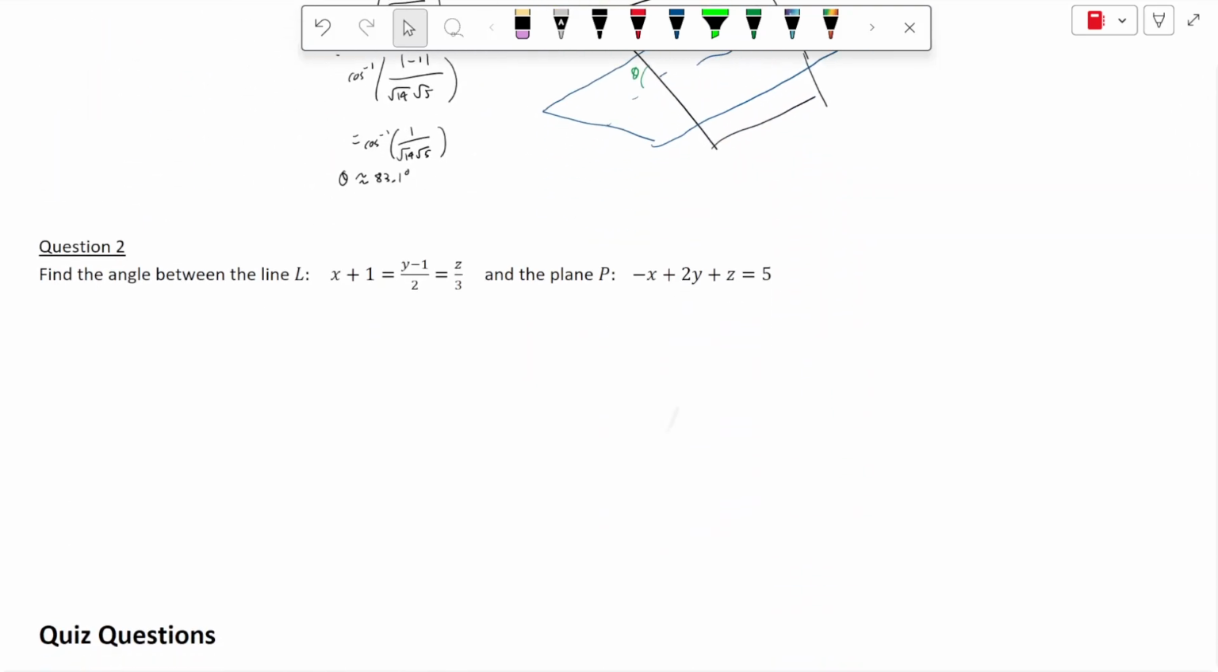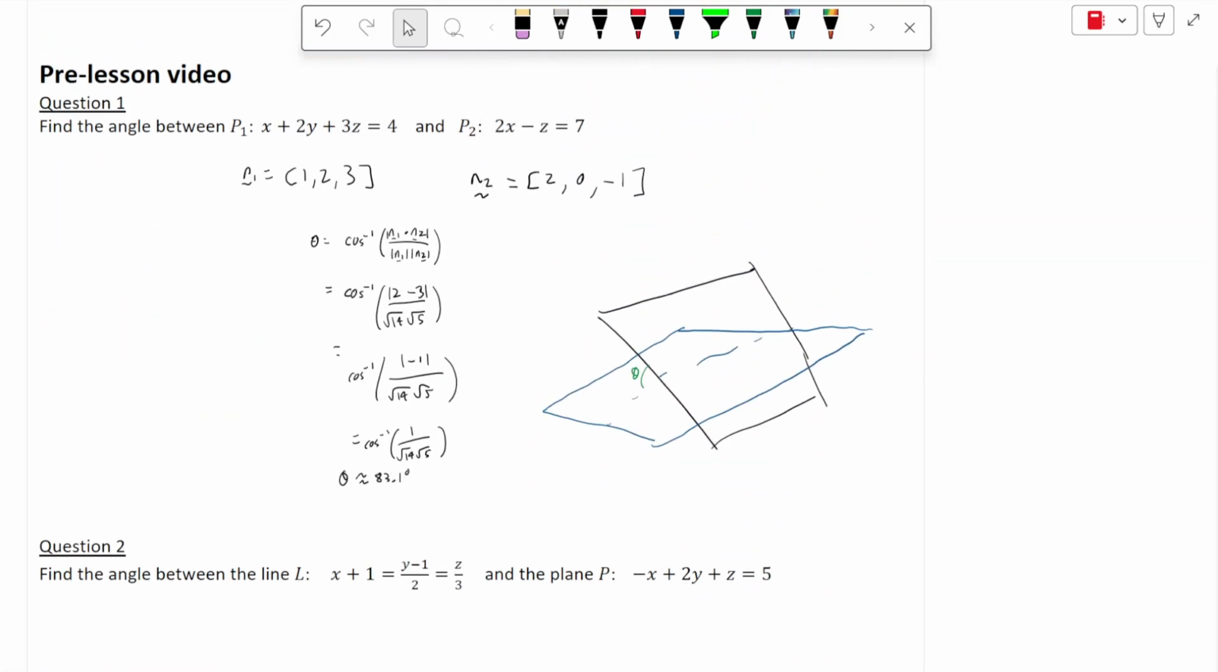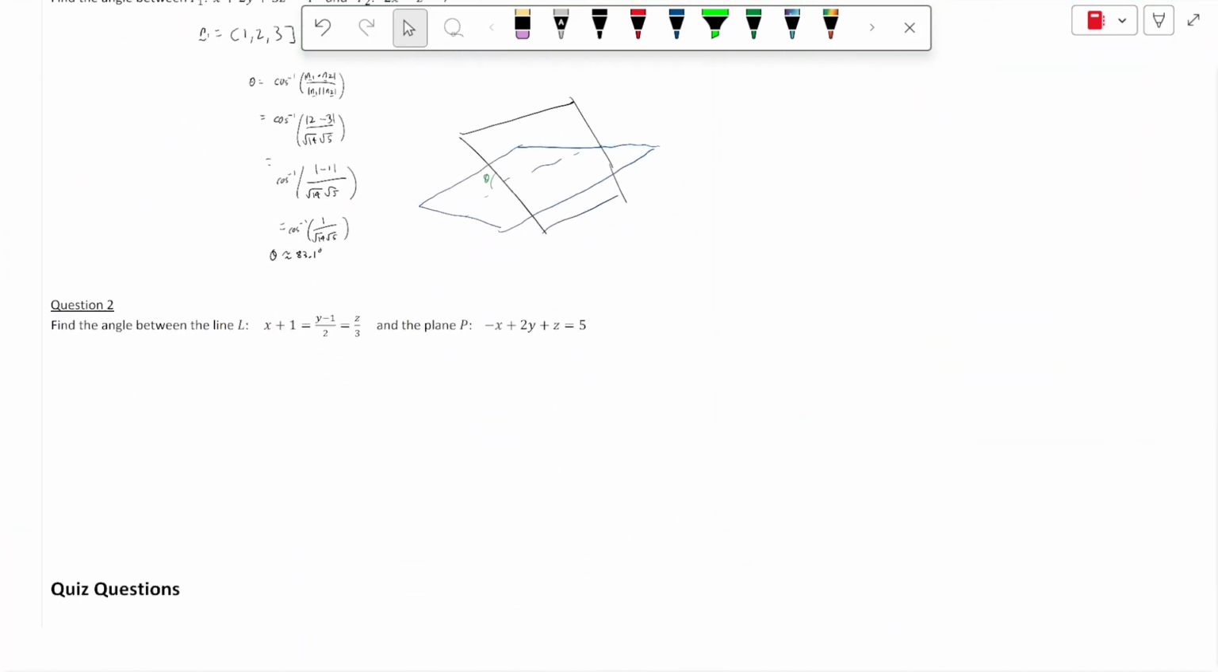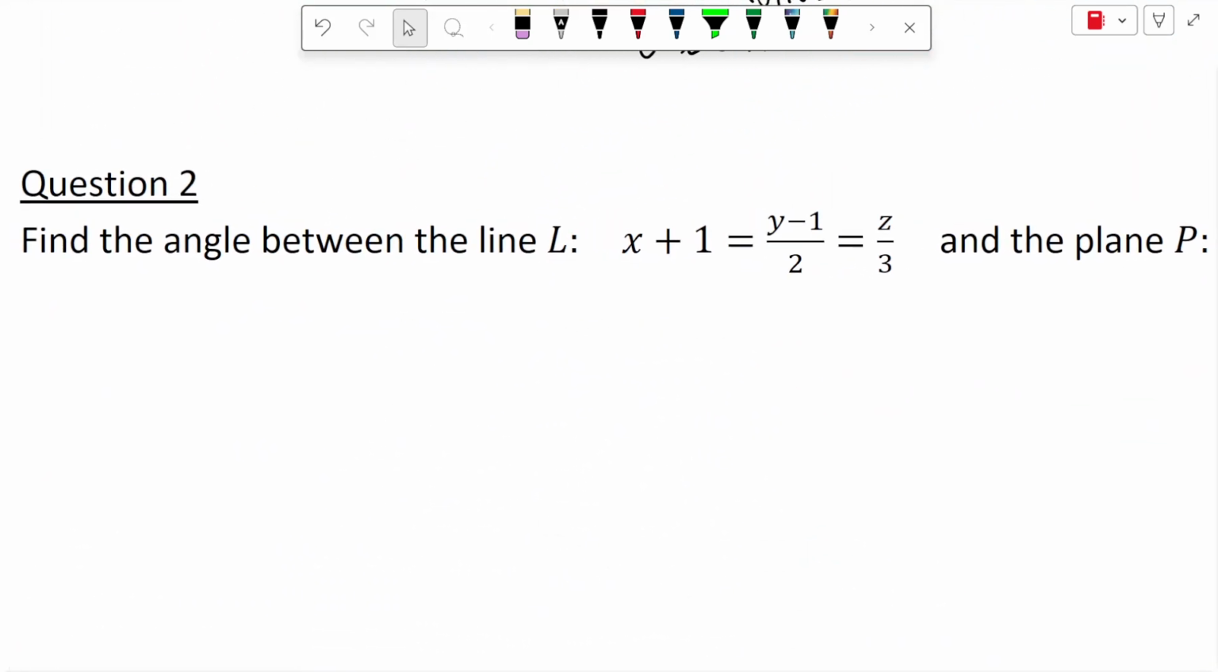All right, next we got a line and a plane. So for a line and a plane, you need the normal of the plane and then the direction vector of the line. I've purposely put this line in Cartesian form just because then it can help us get the direction by rearrangement and practice that skill. So we set all this equal to lambda, so x plus 1 equals lambda. So x is -1 plus lambda. We've got y take 1 over 2 equals lambda.